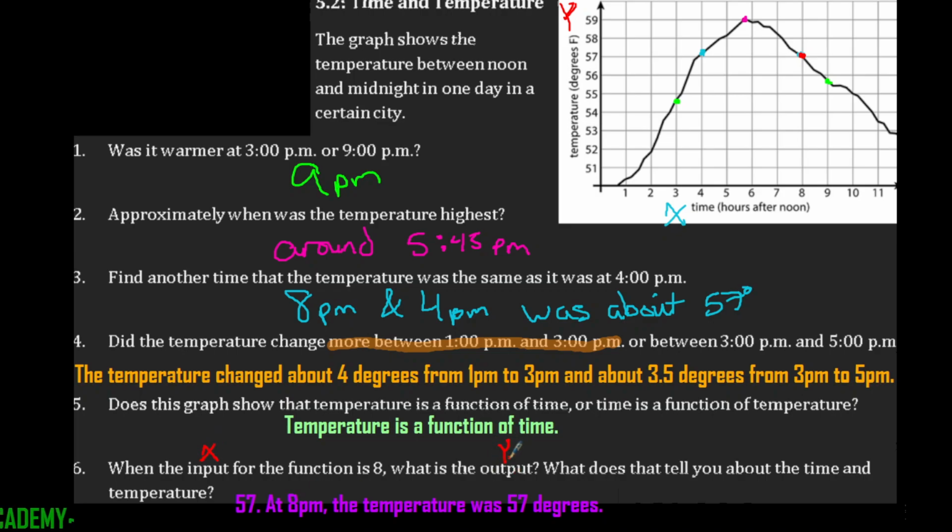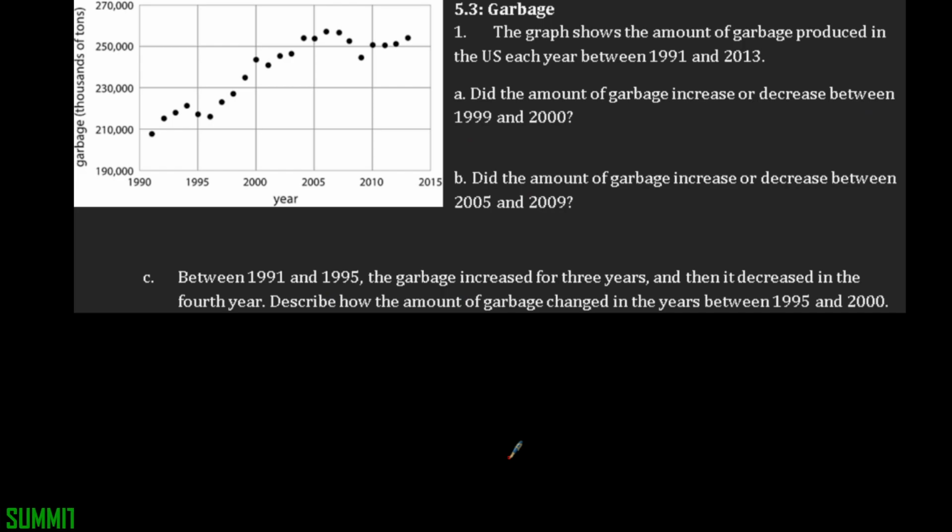So make sure you can understand those words and how they apply to a graph. All right, the next part towards the bottom, it says the graph shows the amount of garbage produced in the U.S. each year between 1991 and 2013. For part A, it says, did the amount of garbage increase or decrease between 99 and 2000?